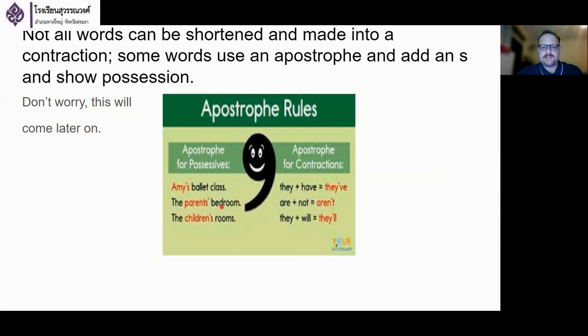The parents', see this one, the apostrophe is at the very, very end. It doesn't mean that it used to be two words. It just means a different thing that we'll learn later. It means that it's the parents' bedroom. It's just another grammar rule, and it's nothing to worry about right now. What we're focusing on is apostrophe rules. Apostrophe for contractions. They plus have, they've, are plus not, aren't, they plus will, they'll.